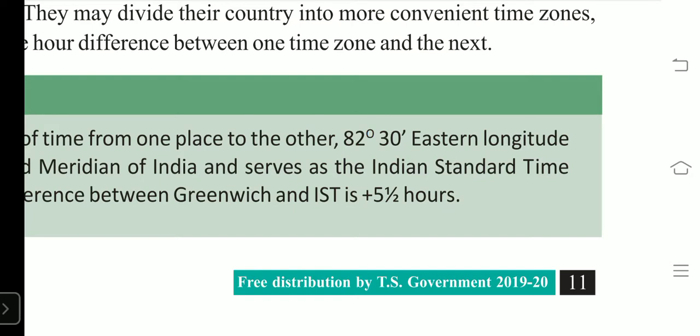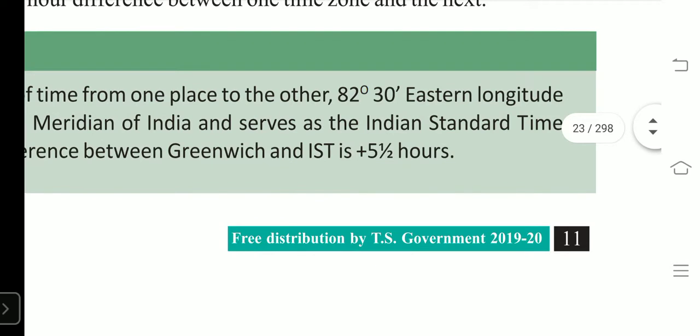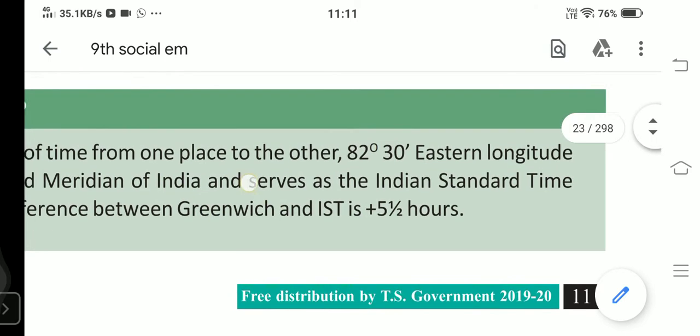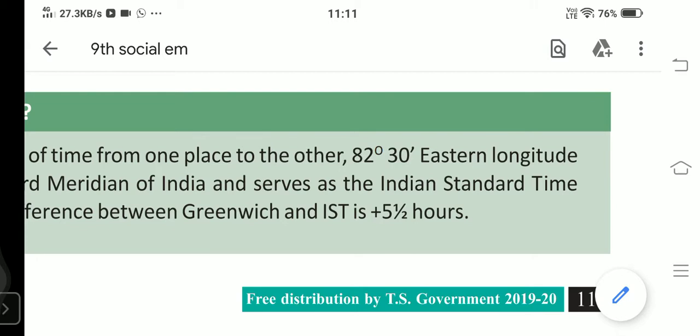Okay, that is, if it is 12 o'clock afternoon on the prime meridian, then what is the time in India? If it is 12 noon on the Greenwich meridian, then it is 5.5 hours ahead in India.